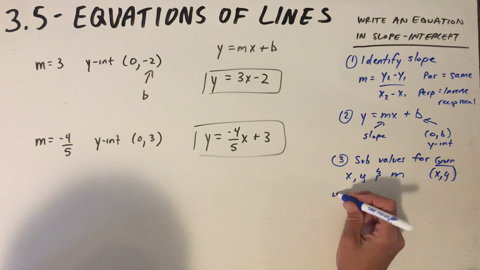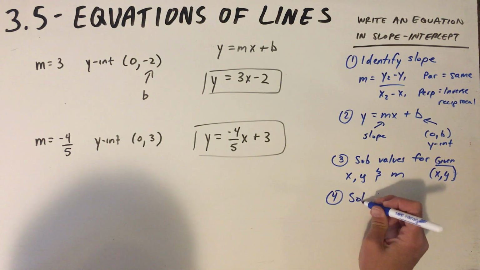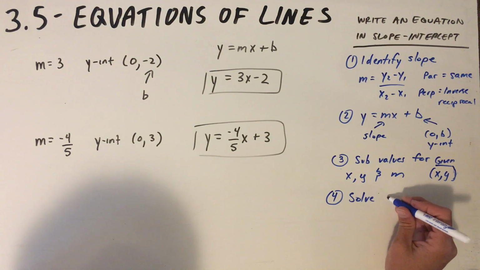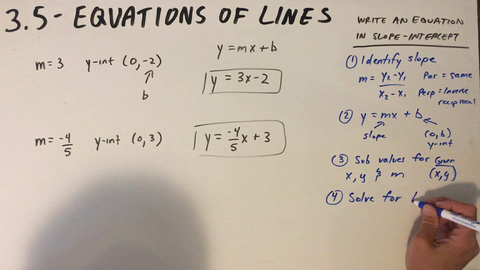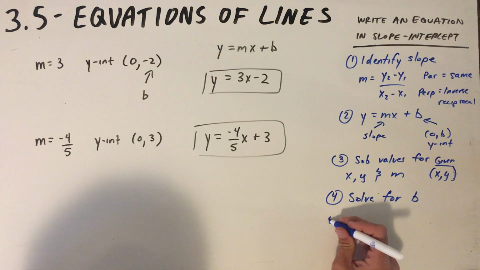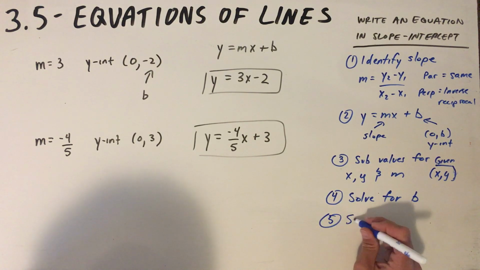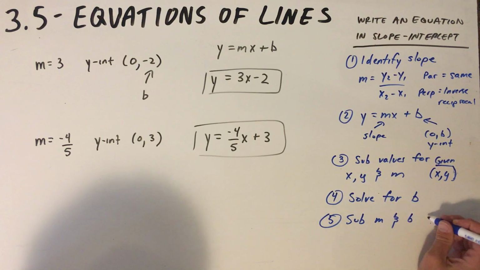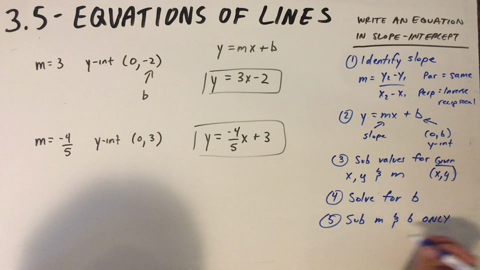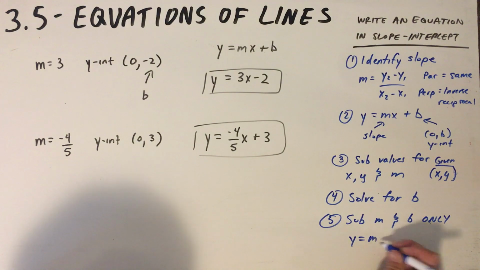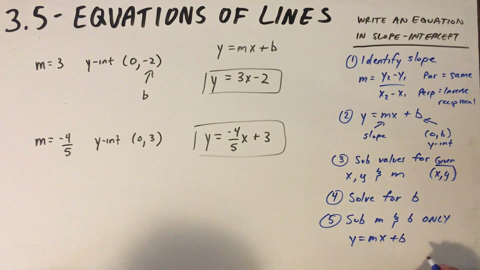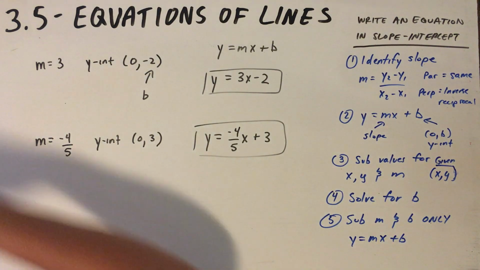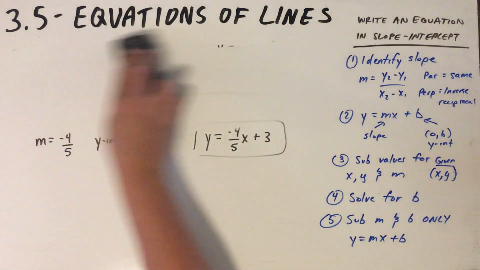After I've substituted those, I'm going to solve for b. That's the only thing I won't know. So I'm going to solve my equation for b. Once I've solved my equation for b, I'm going to substitute m and b only in the equation y equals mx plus b. So these are the general steps, but what would a problem like this look like?